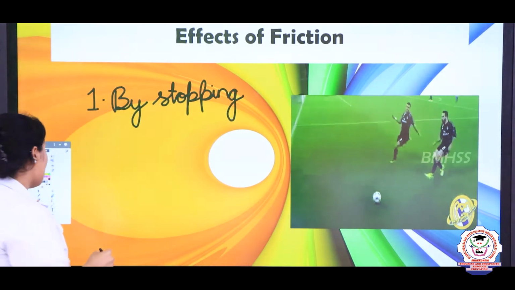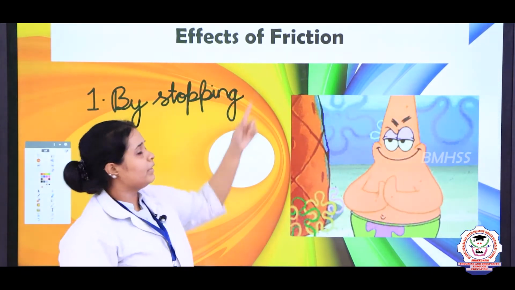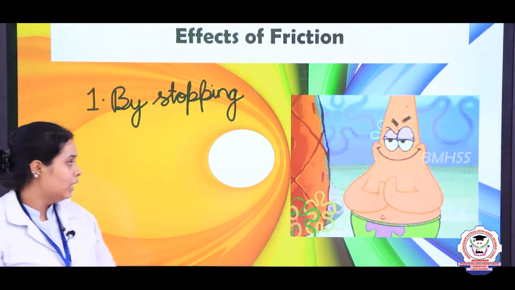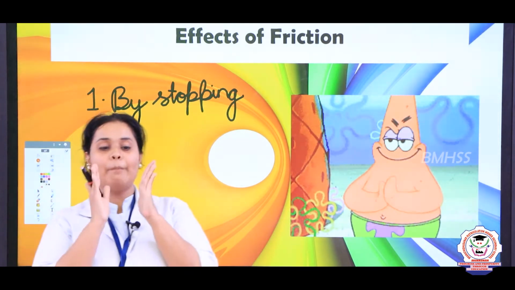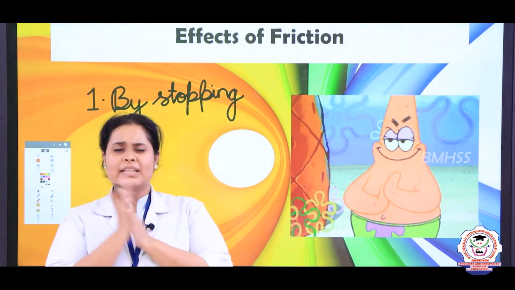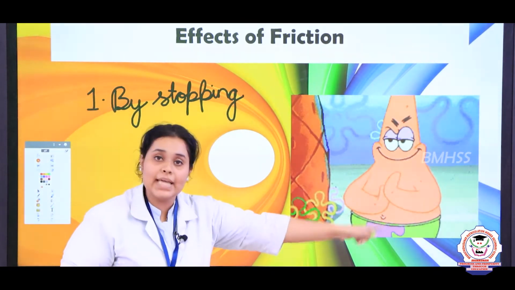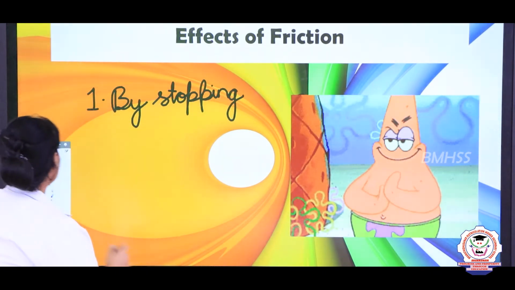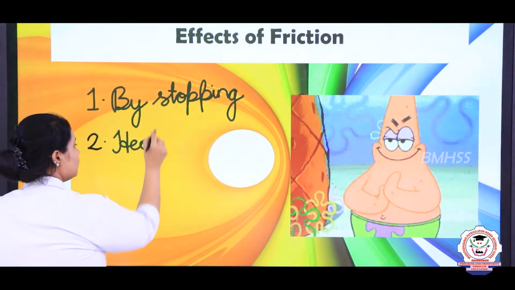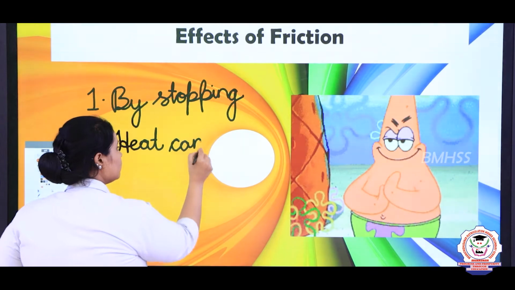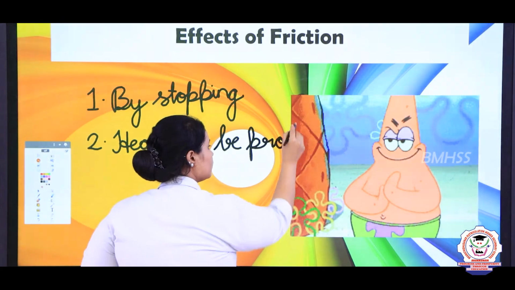After stopping, there is one more effect. What will happen if friction is there? Friction means movement. Now see what this man is doing. When a person keeps his hands near and rubs them, what is produced? Heat, right? So when friction is there, heat can be produced.